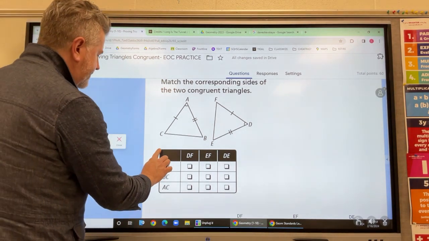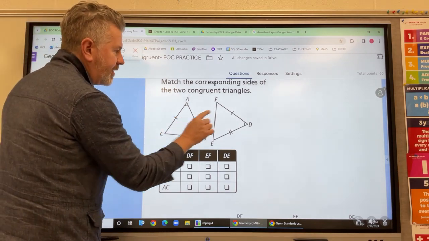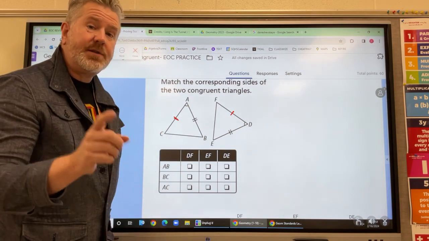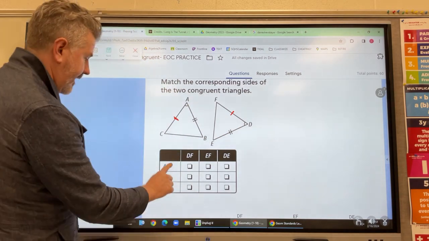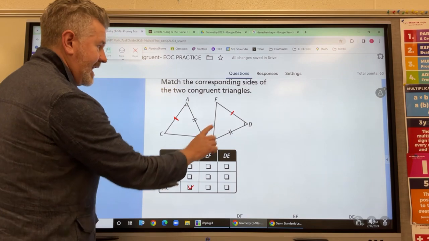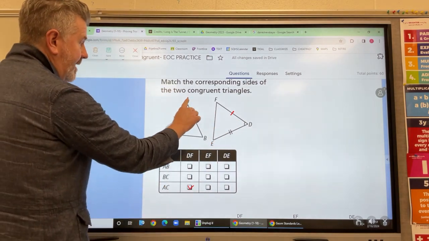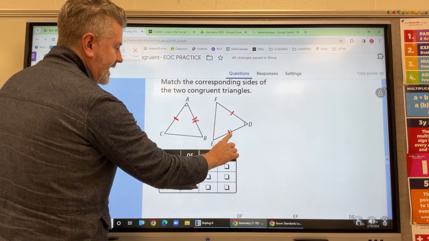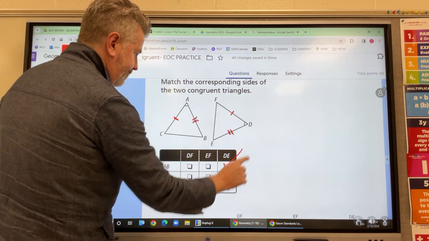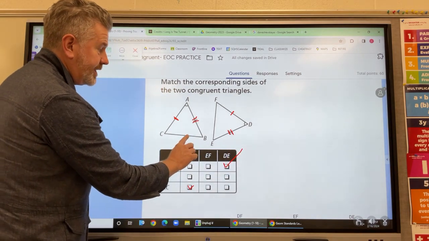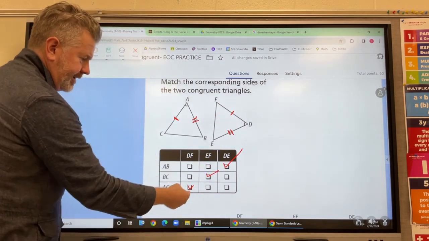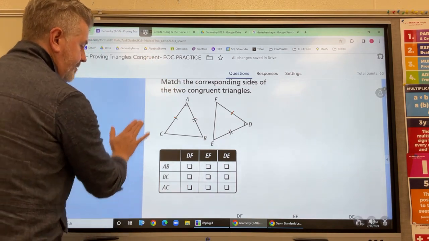All right, so number one, the very first one: match the corresponding sides of the two congruent triangles. The trick to this is paying attention to where the little tick marks are. We've got a tick mark on FD and one on AC, so those sides are corresponding. AC and FD correspond, or DF, which is the same as FD. AB has 2 tick marks and DE has 2 tick marks, so AB corresponds to DE. And the one that's not marked, FE, corresponds to CB. So there we go, in order from top to bottom.